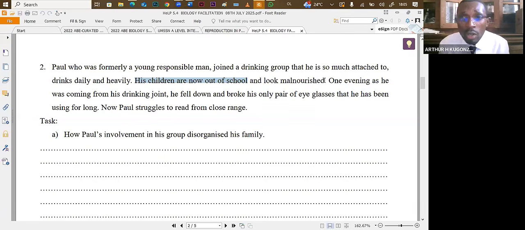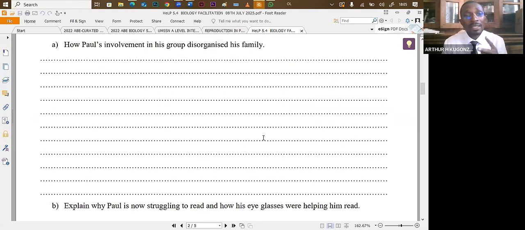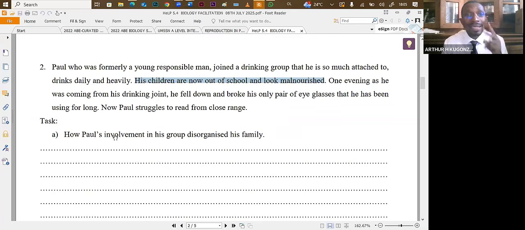Because we are assuming that because of his involvement with his drinking group, therefore all these things have happened. So the statements that I have highlighted here are the 2 ways Paul's involvement in his group disorganized his family. Therefore, task A has only 2 responses.